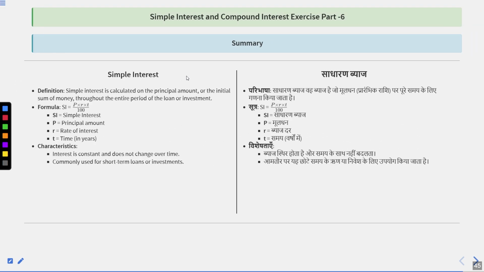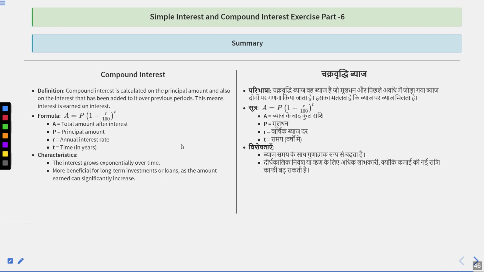Now, let's summarize today's lecture. What is simple interest? Simple interest is calculated on the principal amount, or the initial sum of money, throughout the entire period of the loan or investment. Formula of simple interest: SI equals PRT upon 100, where SI represents simple interest, P represents principal amount, R represents rate of interest, and T represents time in years. Characteristics: interest is constant and does not change over time. Second, it is commonly used for short-term loans or investments. Clear?